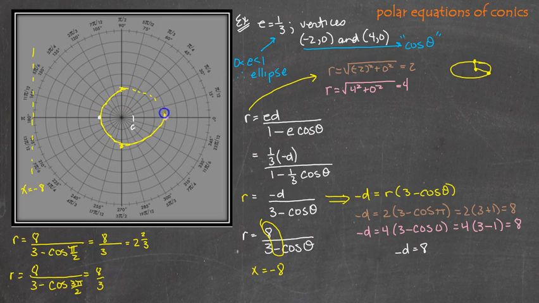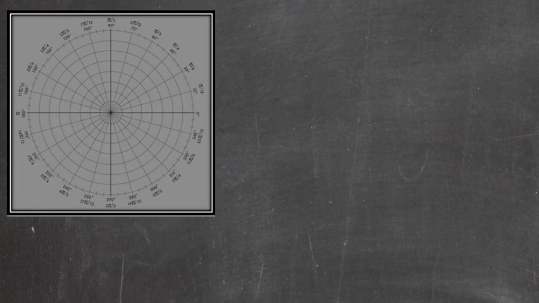Let's do it this way. All right, let's do another example. This time, we only want to write the equation in rectangular form, but it's still helpful to have a graph so you can see what you're doing as you go. So r equals 30 over 4 plus cos theta.